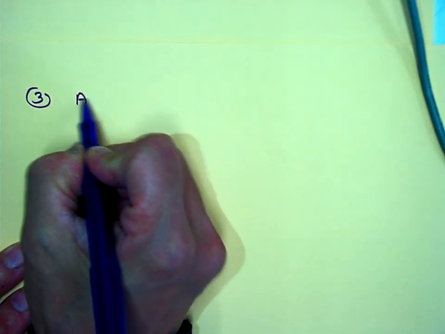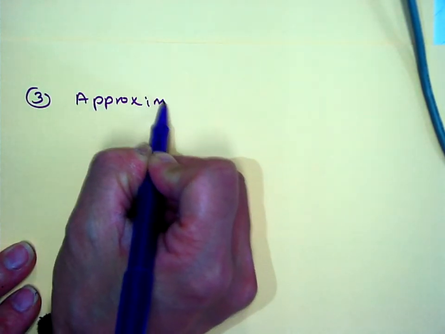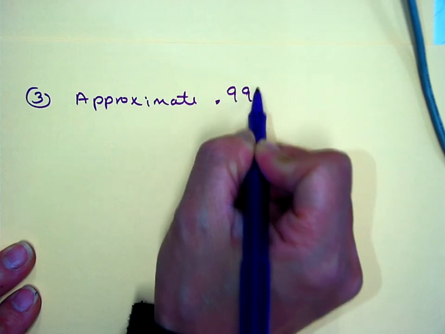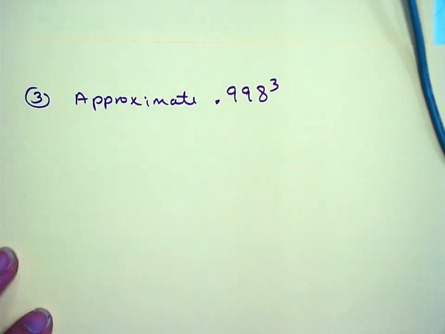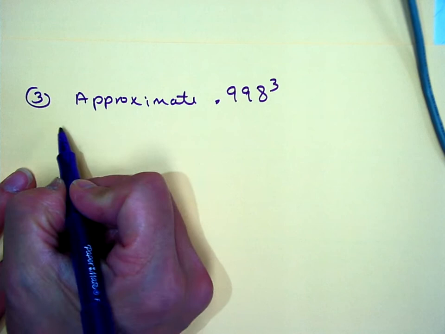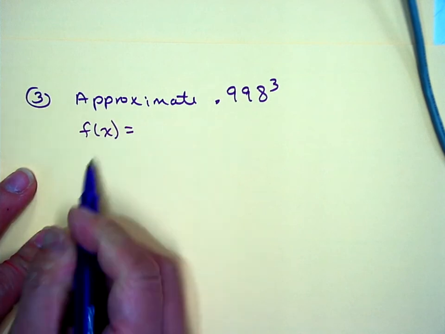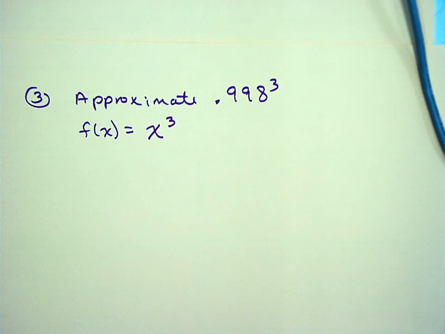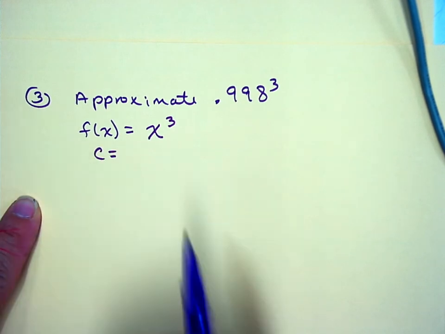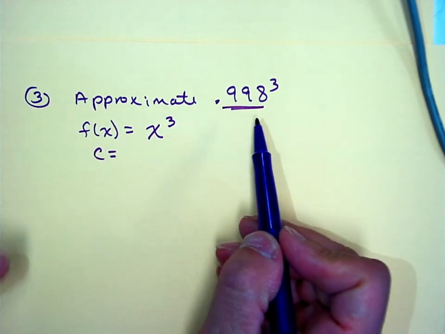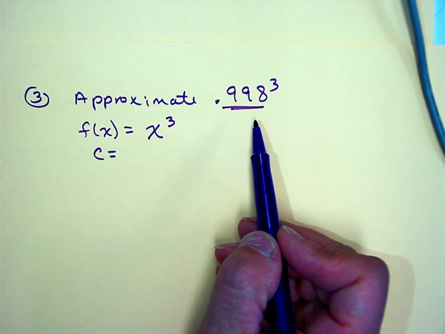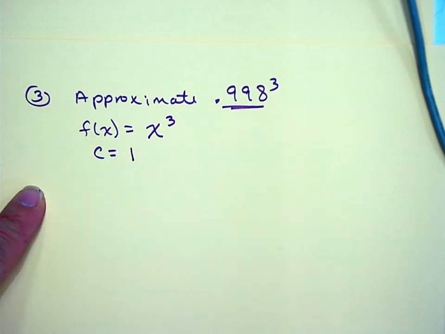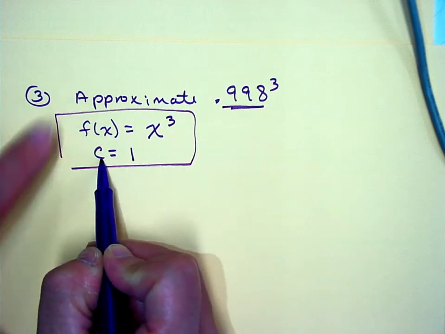So now let's say I ask you to approximate 0.998 cubed without a calculator. So the idea is, let's first identify the function in this problem. Okay, I am taking a number and I'm cubing it. So here's my function. And what you want to do is find a c value, which is really your x value, very close to 0.998 that you can work with easily. 1 is very close to 0.998. I can cube it out pretty easily. So this is your x value, and this is your function that we're going to work with.